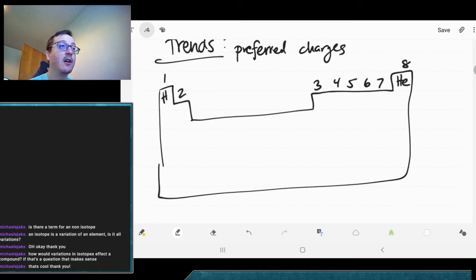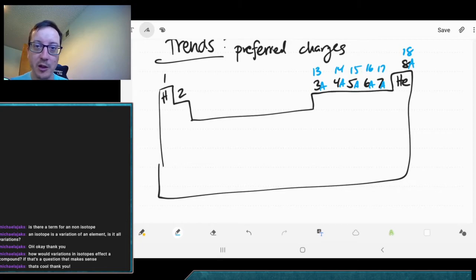We typically talk about, in this class, these 8 groups. Sometimes you'll see these with the letter A after them, or you might see 13, 14, 15, 16, 17, 18. Either way, whichever way you like to learn them. Your periodic table will have it whatever way your periodic table has it.